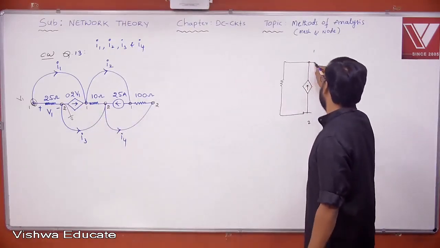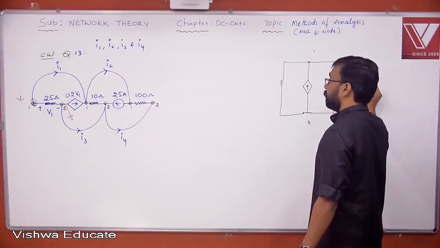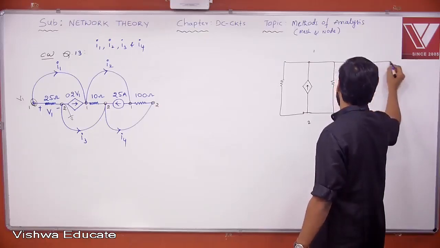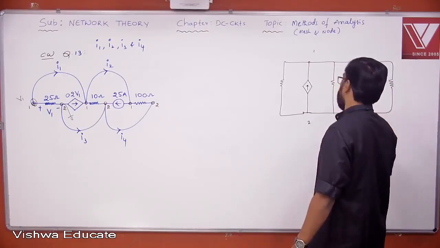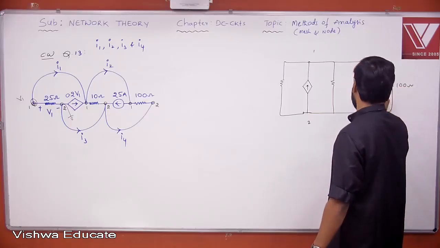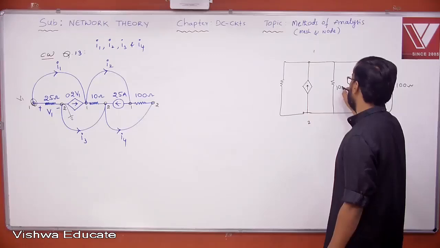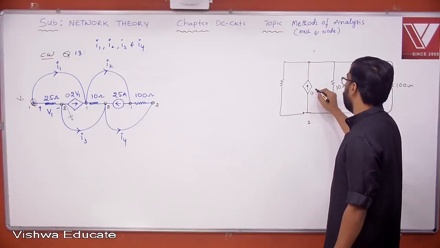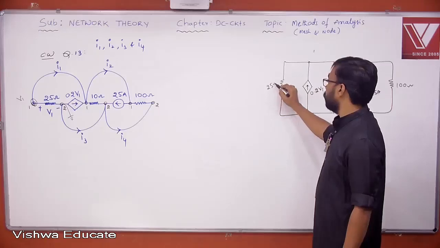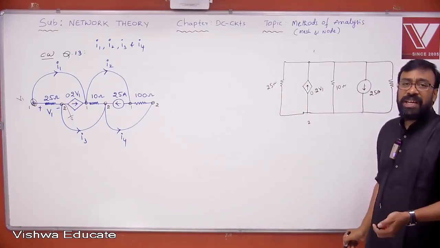Okay, then between 1 and 2, and towards 2, between 1 and 2. This is 100 ohm and this is 25 ampere and this is 10 ohm. This is 0.2 V1. What is this? This is 25 ohm. So it is proven that all elements are connected in parallel.